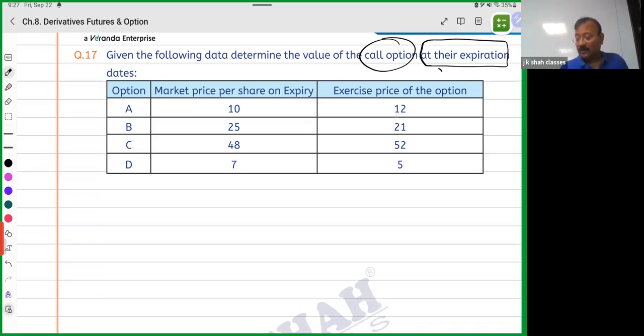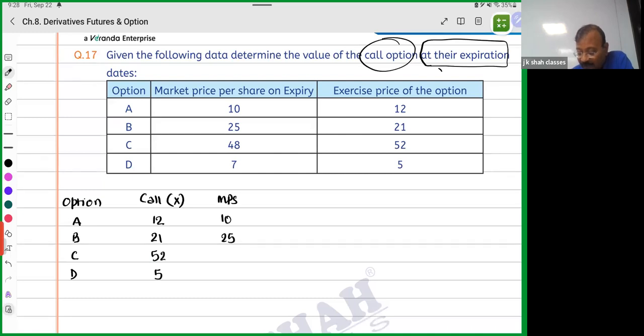A call, let's say, option A, B, C, D. What is the strike price of the call? 12, 21, 52, 5. And market price of share 10, 25, 48, 7. Now, first of all, what you need to do is identify whether this option is... What is the first one? Right to buy at 12, market price 10.